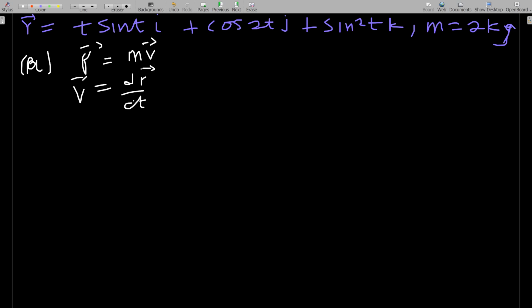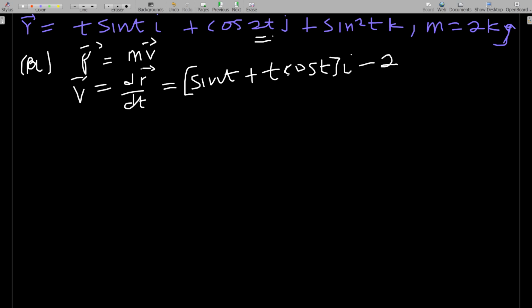So v is simply equal to dr/dt, and this is equal to, if I differentiate the first term, t sine t, I have to use the product rule. Differentiating t and keeping sine, I get sine t, plus differentiating the sine and keeping t, I have t cos t, then i, plus differentiating the second term. Realize the second term is cos, so when you differentiate cos, you get minus sine. Then you differentiate whatever is inside, and you get 2. So minus 2 sine of the expression back.